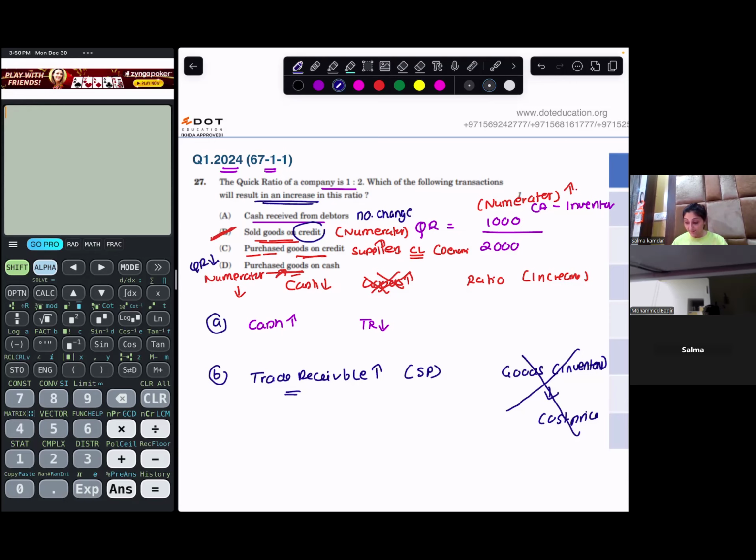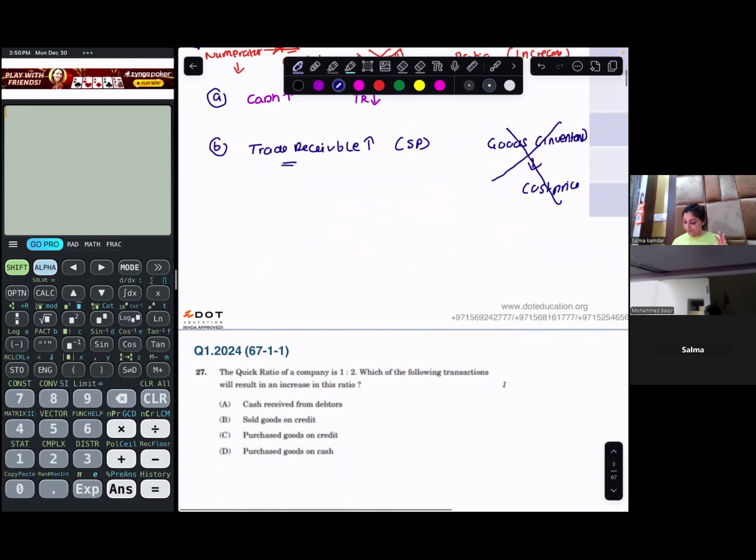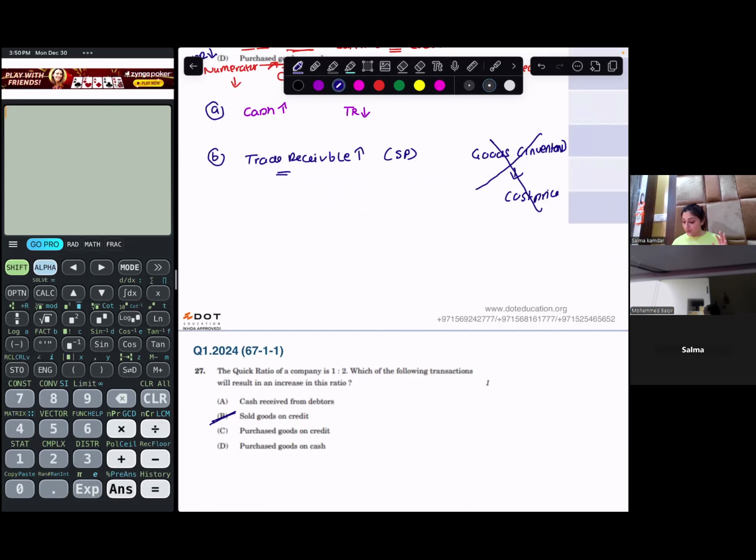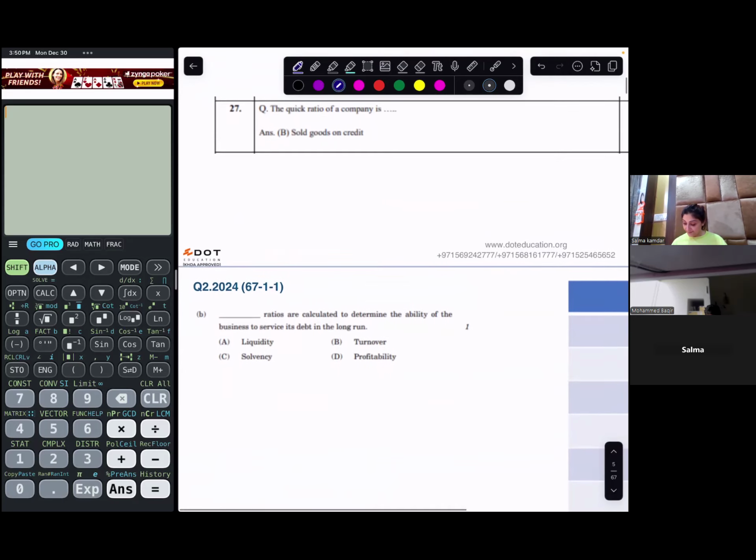So which option results in increase in the ratio? I have to look at a transaction that will increase my numerator. With this, I am done with question 27 of the 2024 set 1 paper, which is related to ratios. So the answer is option B.